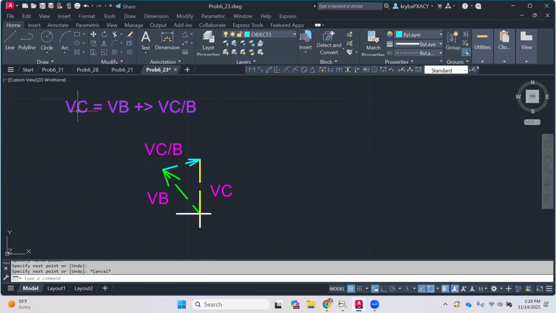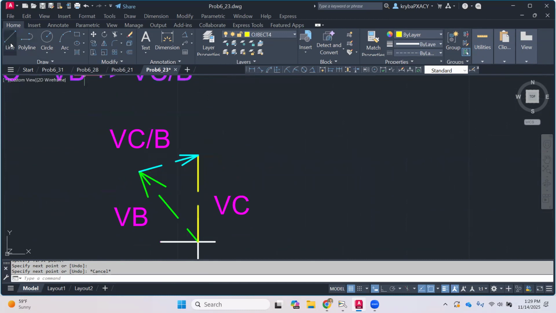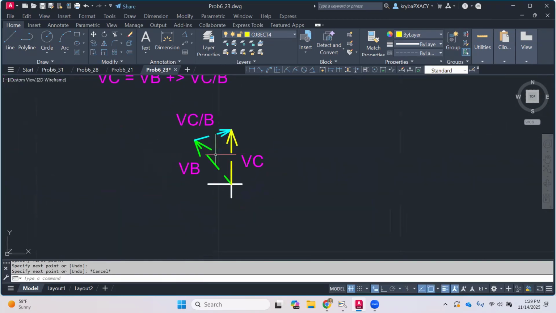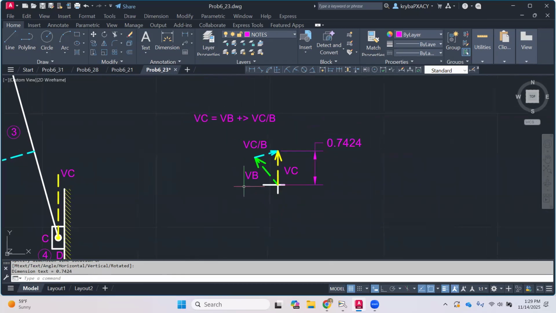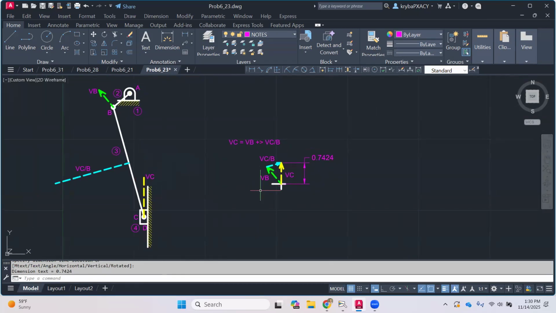I cross over, and my tail of velocity of c is going to start at the origin, and its tip is going to be going straight up, and it's going to be at the endpoint of the velocity of c relative to b. So this is going to be pointing up, which is exactly the way we anticipated this to go. Okay. So now the only thing left is to add its magnitude. So I'm going to do a linear dimension because it's going straight up. You could do aligned as well. And you'll notice that my value comes out to be 0.742.